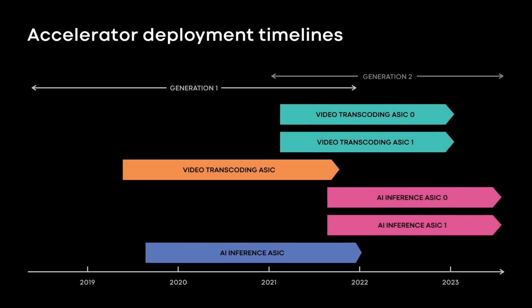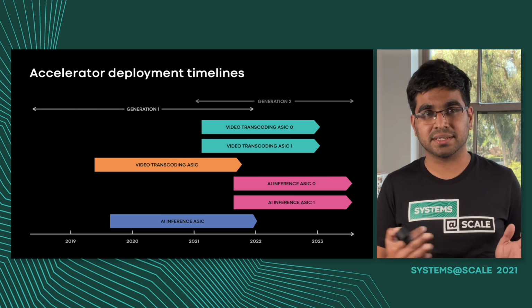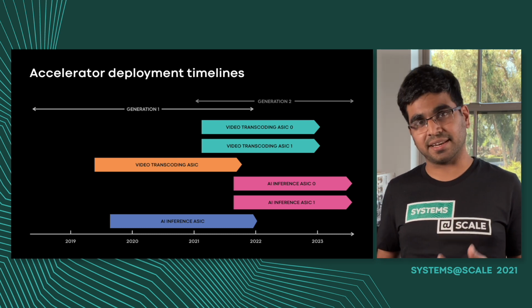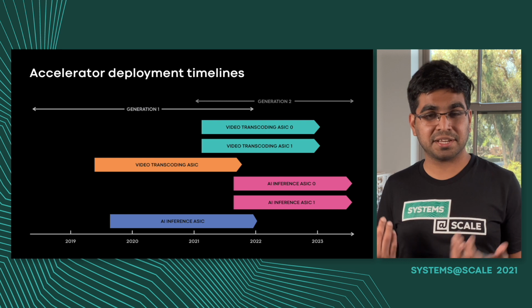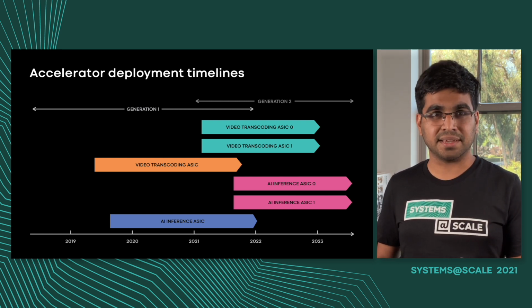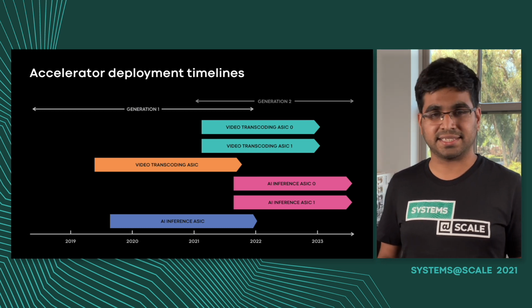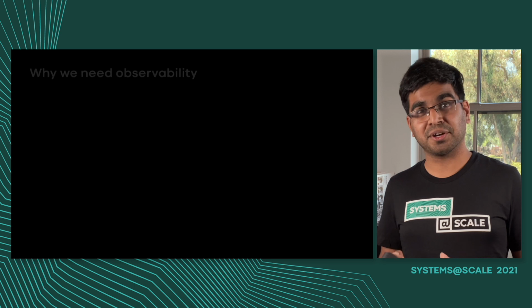And in terms of the investment that we've been doing, we started this work in 2019, and we've already built a first generation of AI and video accelerators. And in 2021, we're also working on the second generation of ASIC chips for the same. So there's a lot of investment in our infrastructure on hardware acceleration. This brings us to the topic of observability.